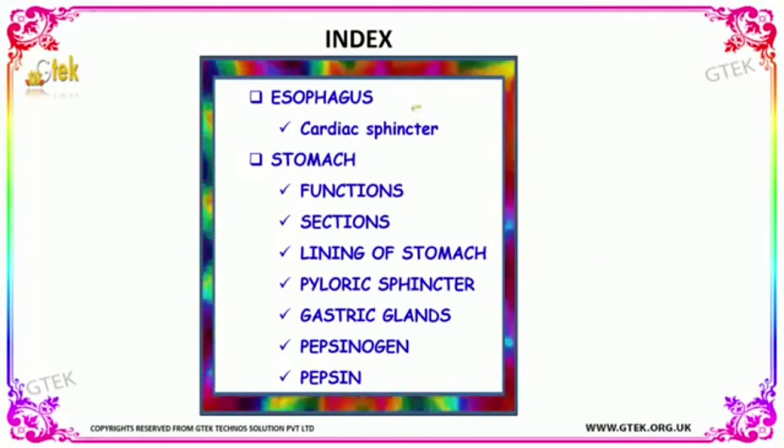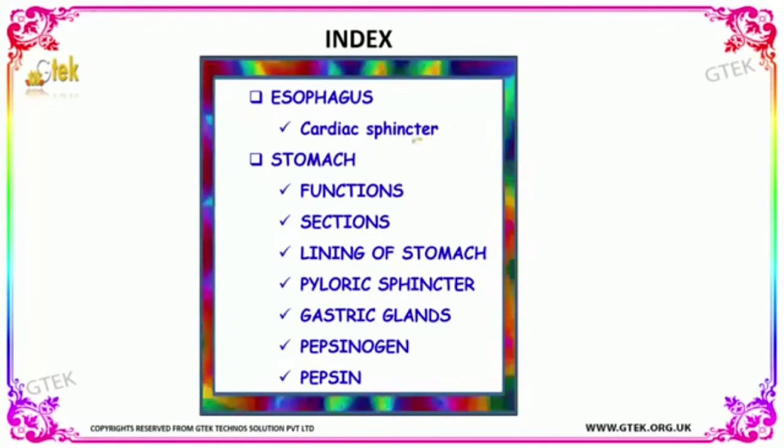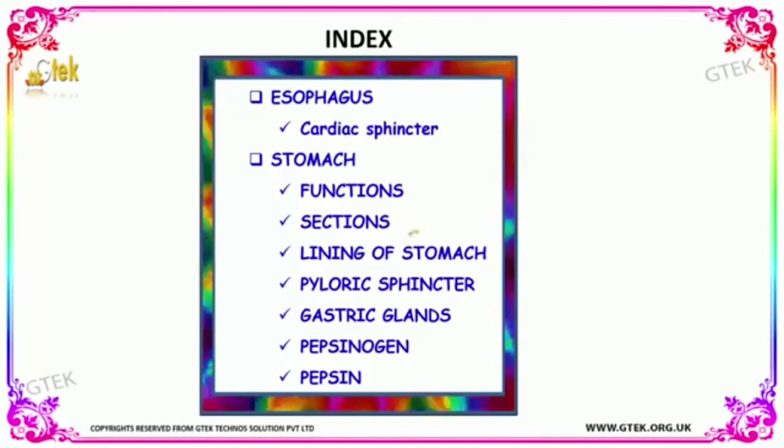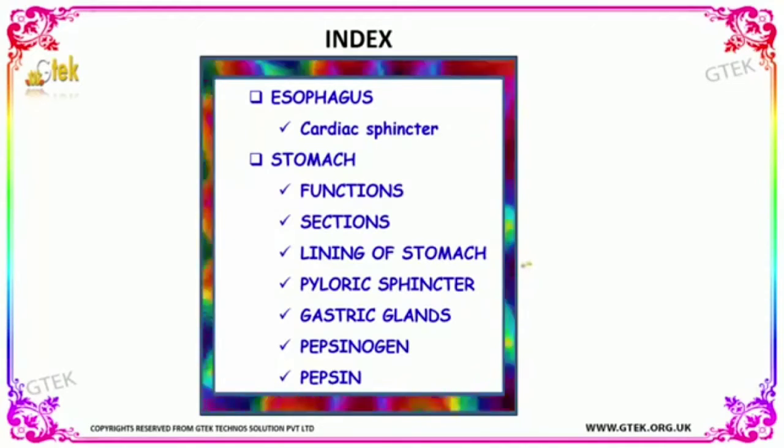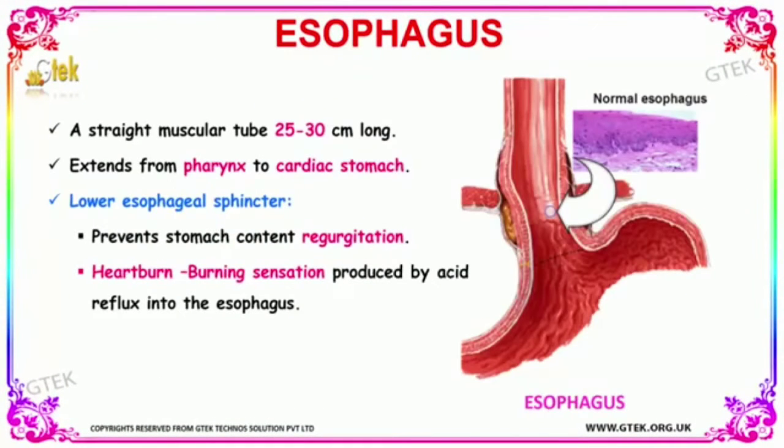We will be studying the esophagus and the cardiac sphincter, which plays an important role in the esophagus, followed by the stomach: its functions, sections, and lining, followed by the pyloric sphincter, the gastric glands, pepsinogen and pepsin. So these are the topics that we are going to cover in this session. Let us see what the esophagus is.